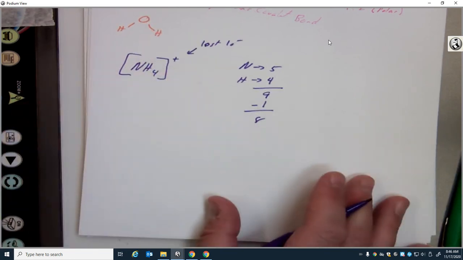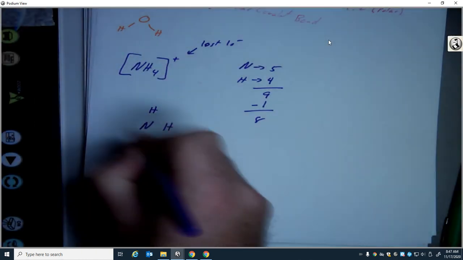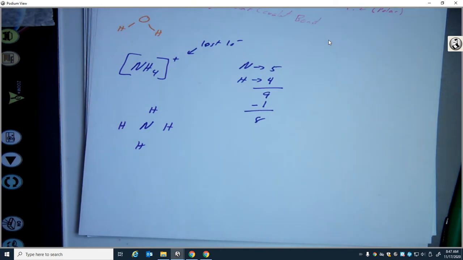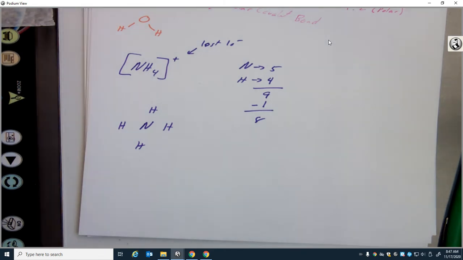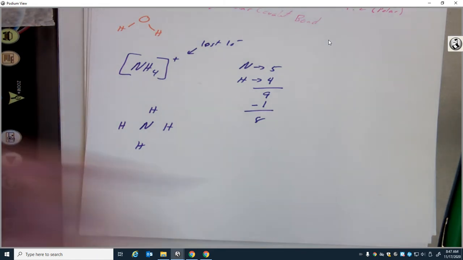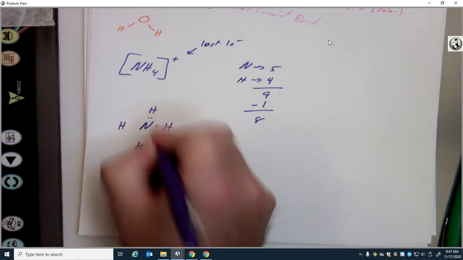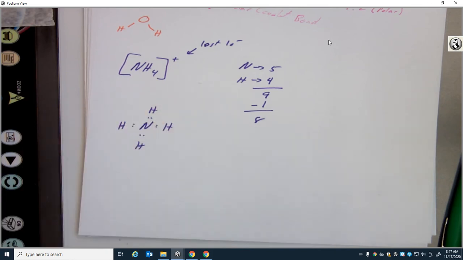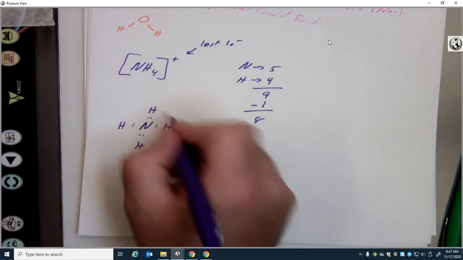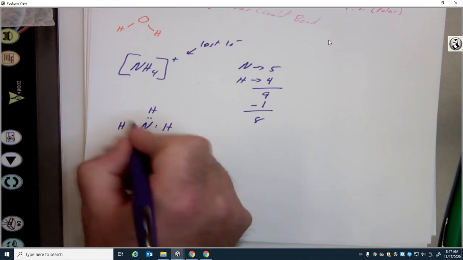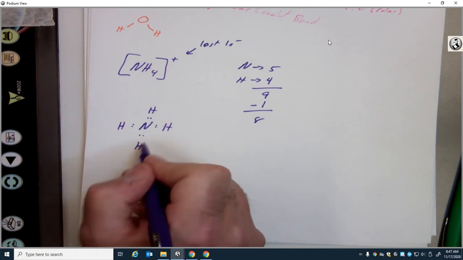All right, so let's go ahead and draw this. Our central atom is going to be nitrogen. We'll have hydrogen, and hydrogen, hydrogen, and hydrogen. Remember, hydrogen only wants 2. So this is another one that's pretty simple. Now we can go back and we can count. This hydrogen is good, this hydrogen is good, he has 2, he has 2, he has 2. Our nitrogen wants 8. He has 8. So everyone's happy there.